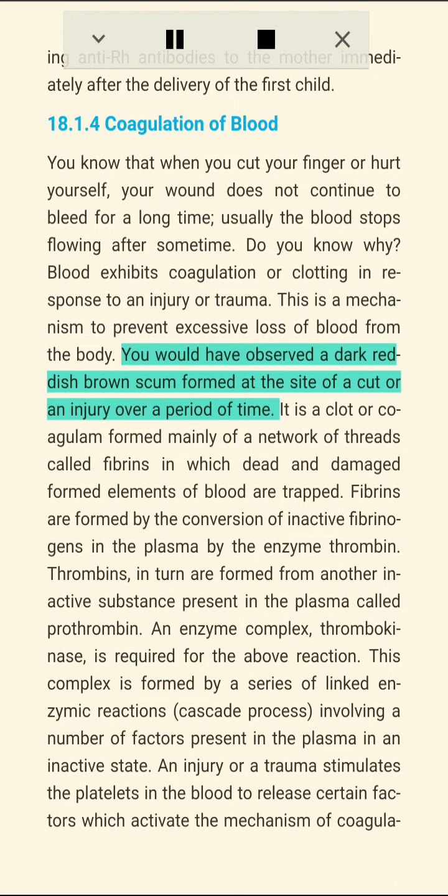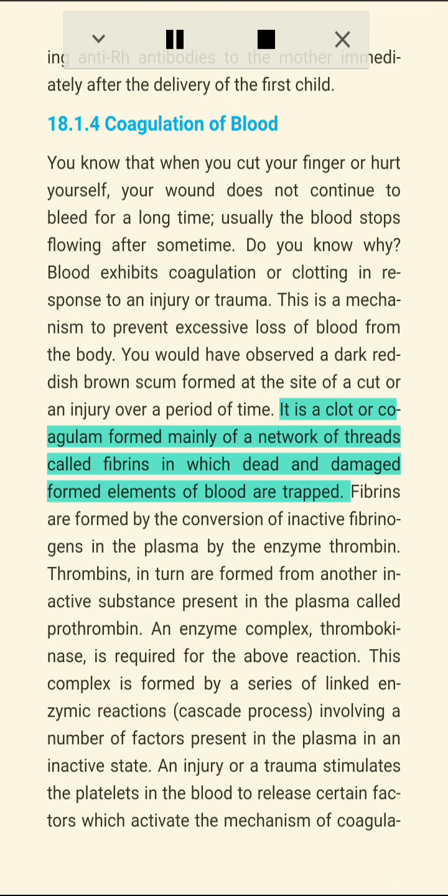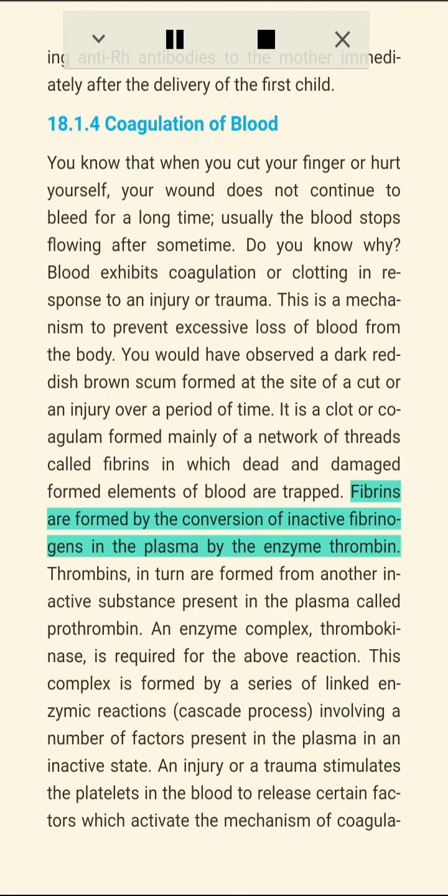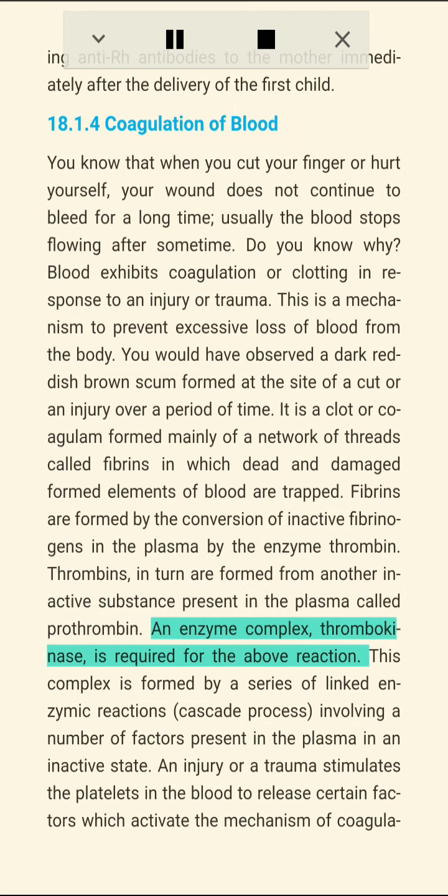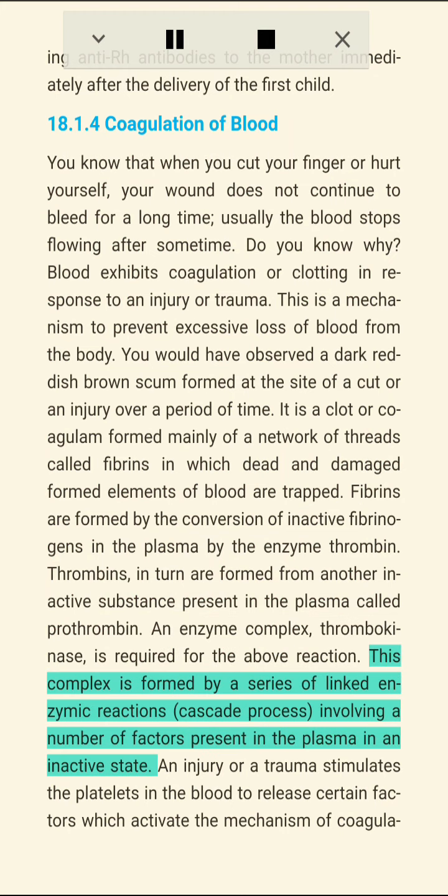You would have observed a dark reddish-brown scum formed at the site of a cut or an injury over a period of time. It is a clot or coagulum formed mainly of a network of threads called fibrins, in which dead and damaged formed elements of blood are trapped. Fibrins are formed by the conversion of inactive fibrinogens in the plasma by the enzyme thrombin. Thrombins, in turn, are formed from another inactive substance present in the plasma called prothrombin. An enzyme complex, thrombokinase, is required for the above reaction.